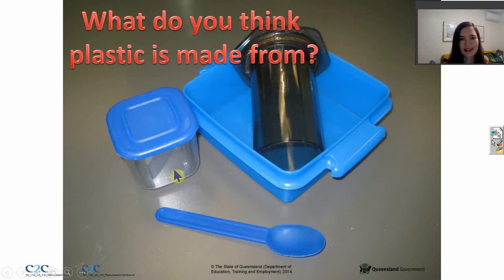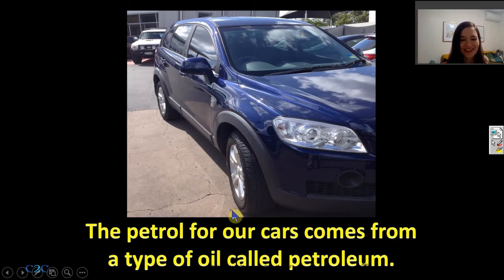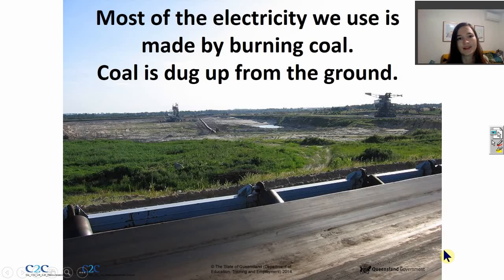Okay. What do you think plastic is made from? We have touched on this. Do you remember which one from under the ground it's made out of? So it's made out of oil. There's a lovely oil slick there. Okay, the next one. So the petrol for our cars comes from a type of oil called petroleum, which I'm sure you all already know. And most of the electricity we use is made by burning coal, which is dug up from the ground.